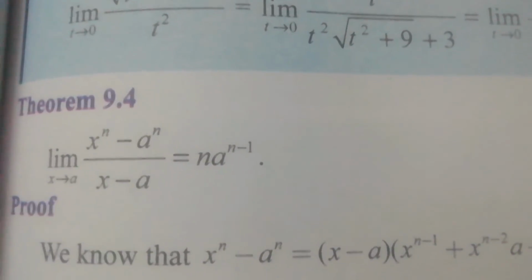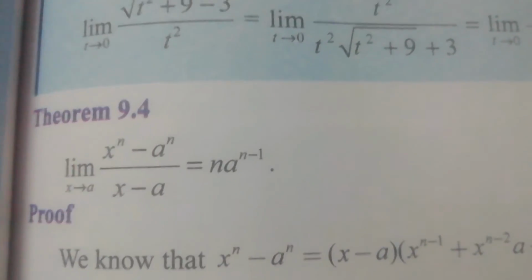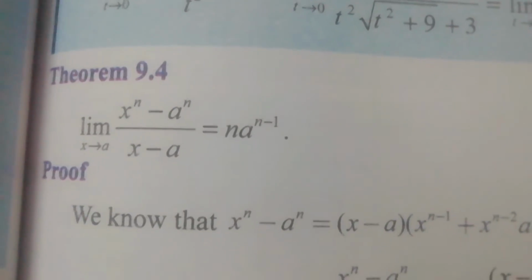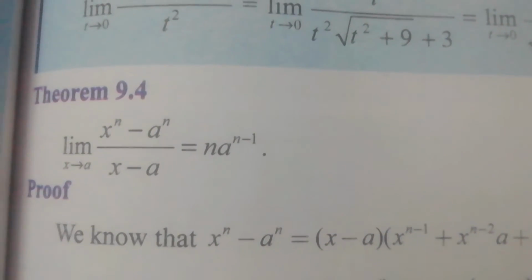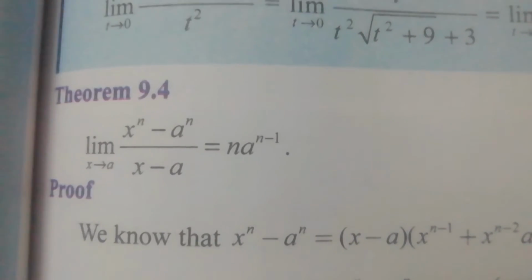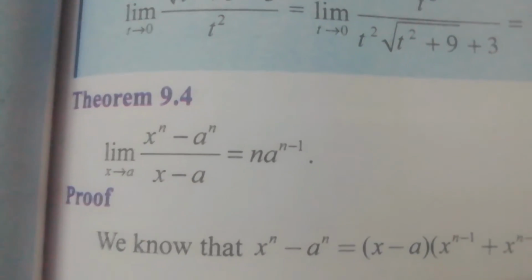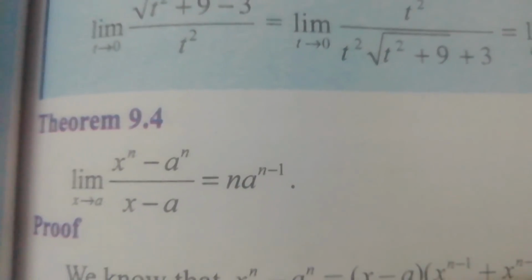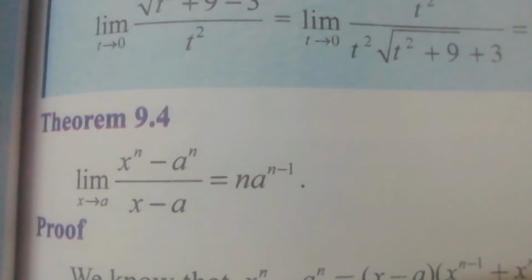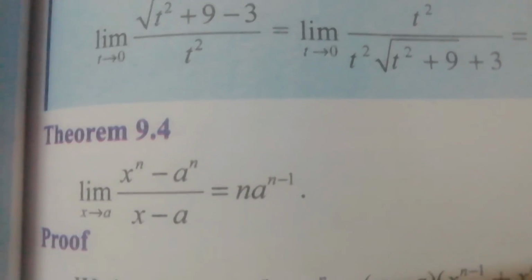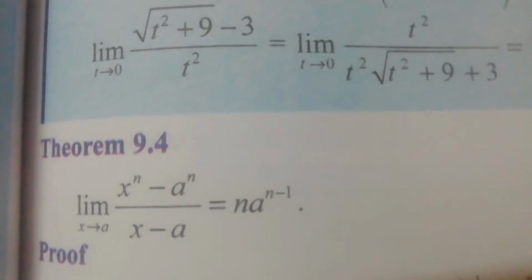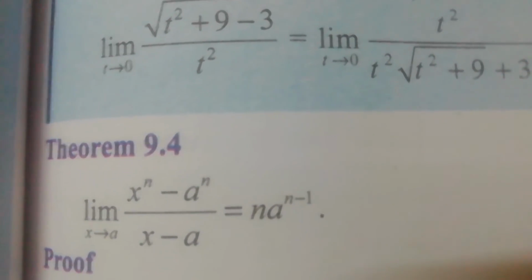See, this theorem 9.4 is a very important theorem for you. The limit x tends to a of x power n minus a power n divided by x minus a is equal to n into a power n minus 1. If the limit x tends to a, we can put x equal to a. What do you get? A power n minus a power n divided by a minus a. A power n minus a power n is 0, a minus a is 0, so we get the answer 0 by 0.